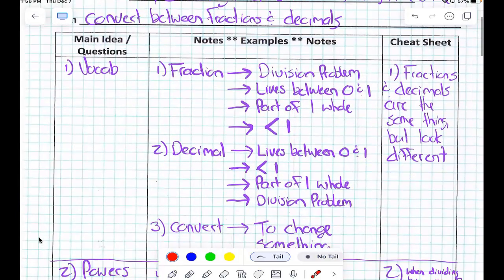The first two words I gave you were the definitions for a fraction and a decimal. What do we know about fractions and decimals? The same thing. It says right here. Fractions and decimals are the same thing. They just look different. Okay, next one.